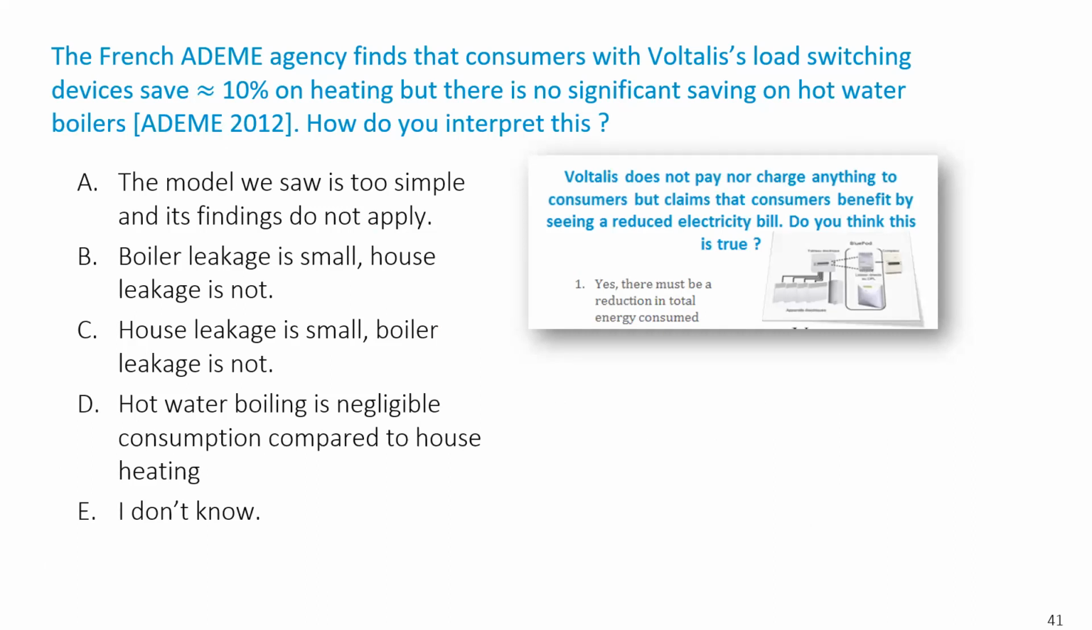So Voltalis, that I mentioned, is a demand response operator that has been scrutinized by the French agency that monitors and makes recommendations about energy efficiency, called ADEME. So they've monitored this claim that Voltalis makes: we don't give you any money, but your electricity bill will reduce. And they found that it's true for heating, about 10%, but there is no significant saving on hot water boilers. Those are the statistical findings from this report that I give here. How do you interpret this in the light of the theory that we have seen now?